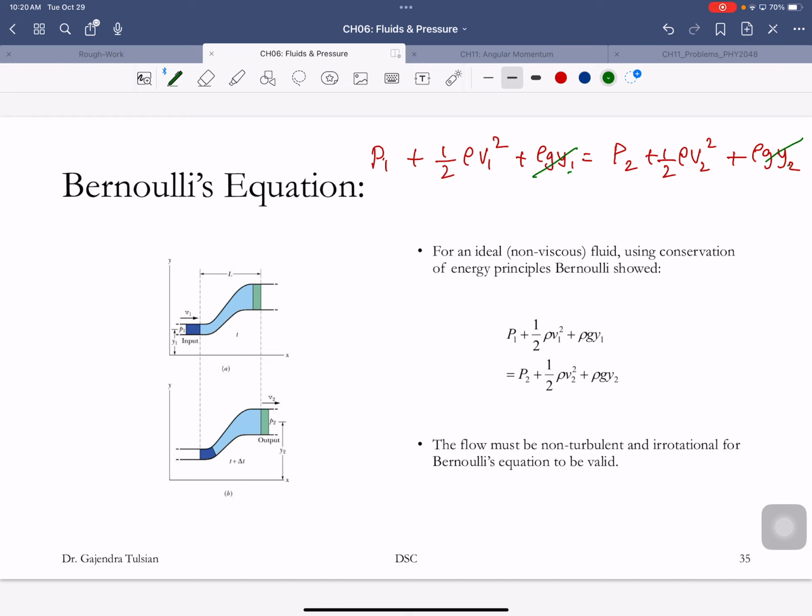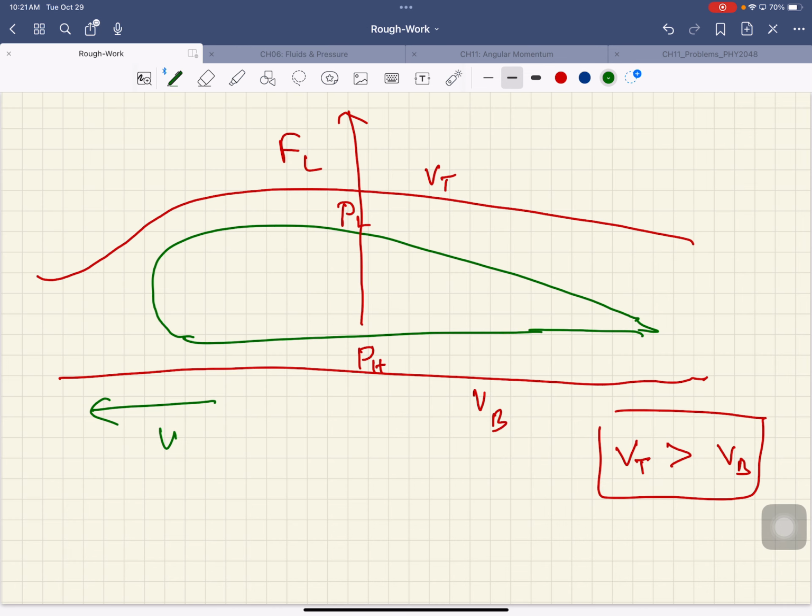Okay, now let's see this. If the speed is greater than at location 1, so if this term increases, pressure has to decrease. Anytime fluid flows faster, the pressure decreases. And that's what we were talking about here. So to make a plane fly, all you have to do is shape the wing like that. That way you're forcing the air to flow faster there. The pressure decreases and you get a lifting force.